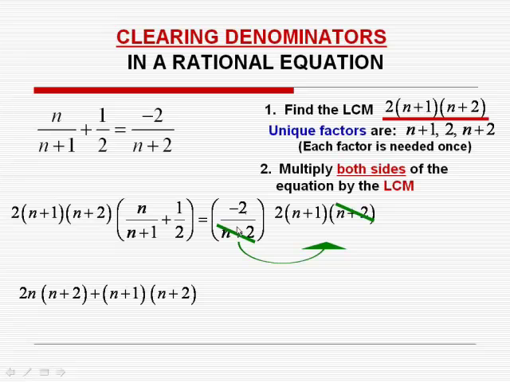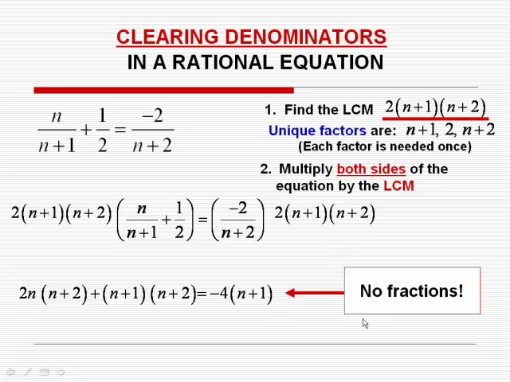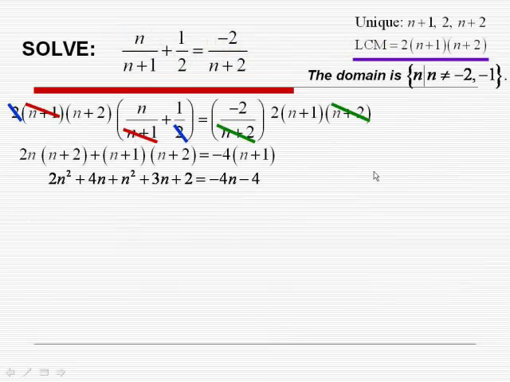Over here I only have one thing inside my parentheses, so it's just one term. I can cancel, and what's left is a -4 times the quantity of n plus 1. Now notice we no longer have fractions. We use the LCM to multiply both sides to clear denominators. No fractions. So this is what we've done so far.